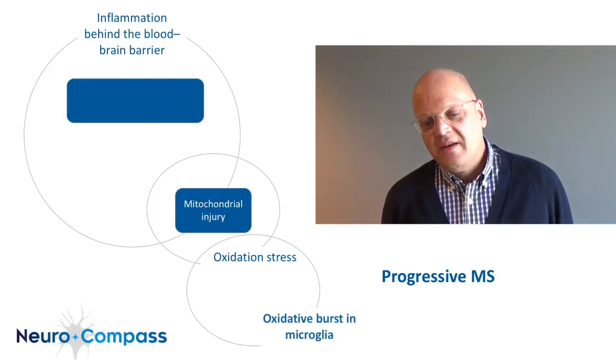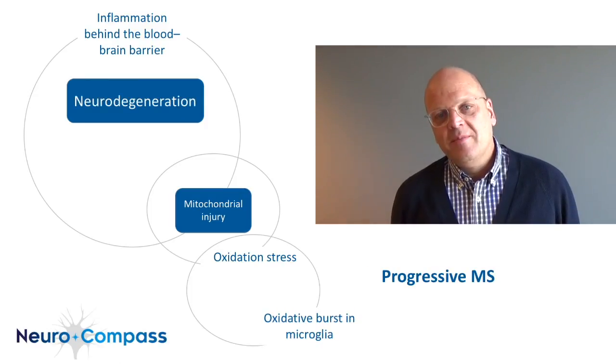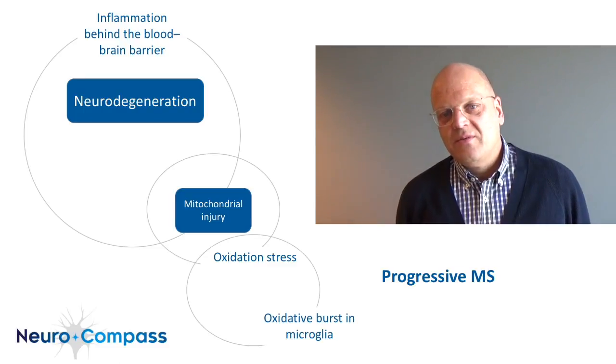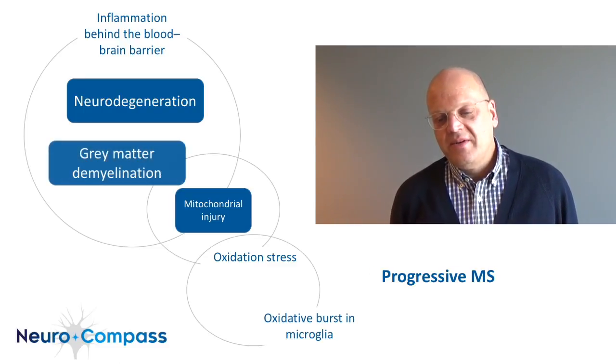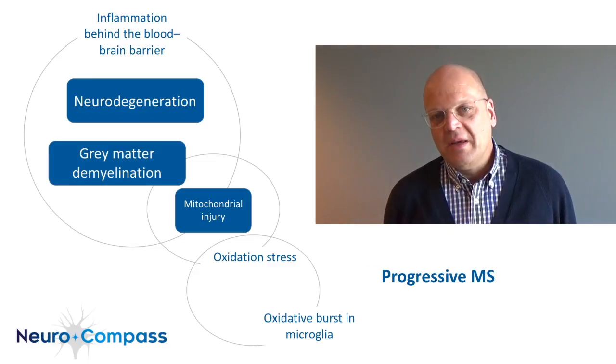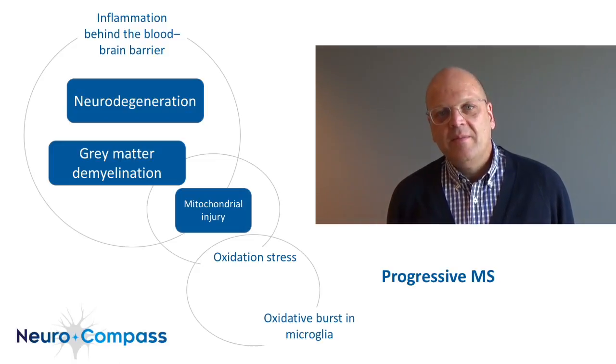In addition, not only the white matter but also the gray matter is being demyelinated in multiple sclerosis, and with increasing disease duration and especially in the progressive disease stage, gray matter demyelination dominates the picture. So we have extensive gray matter demyelination within the cortex, but also within the deep gray matter.